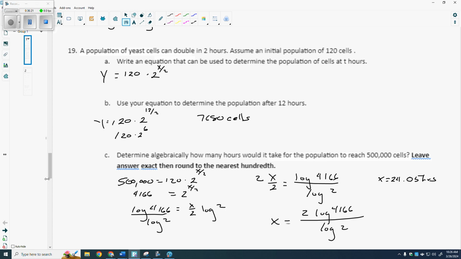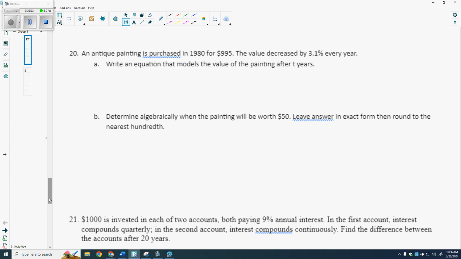Okay, number 20. Antique painting is purchased in 1980 for $955. Value decreased by 3.1%. I don't have basic exponential. I have the a equals initial amount times 1, in this case minus 3.1%, and it's raised to the t years. Determine algebraically when it's worth 50 bucks. So plug in 50.